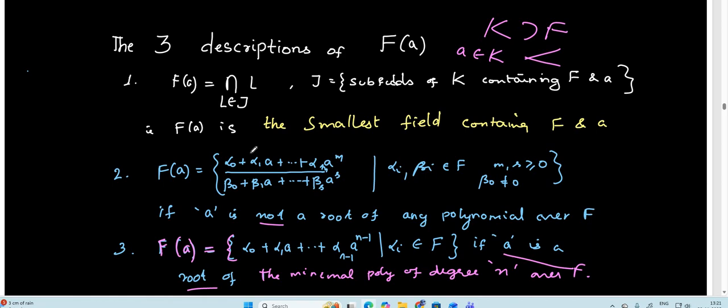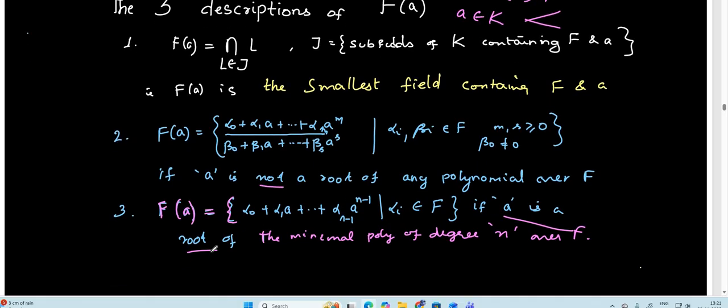We can call it small f(a) by g(a). It's an algebraic expression in a, and similarly in the denominator, with the denominator non-zero. Or we can simply say F(a) is this collection with beta not equal to 0. So this is the case if a is not a root of any polynomial over F.